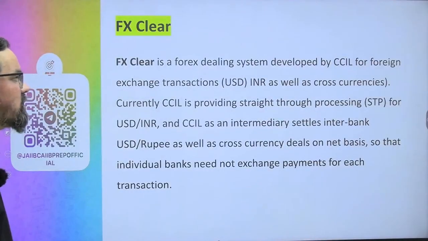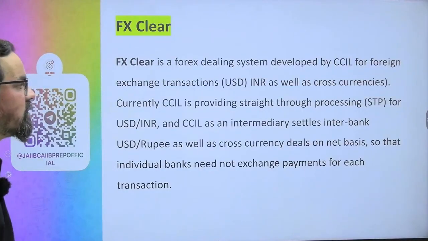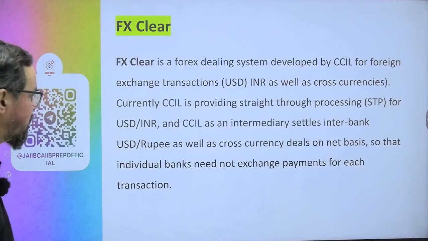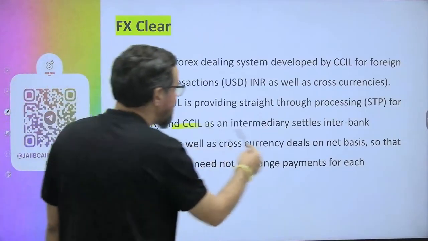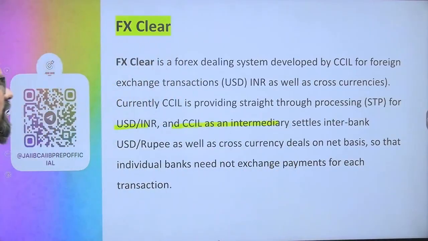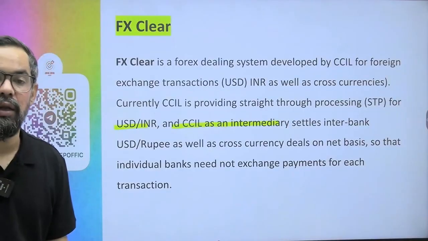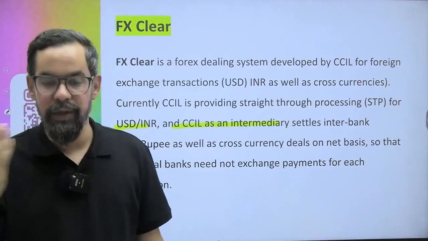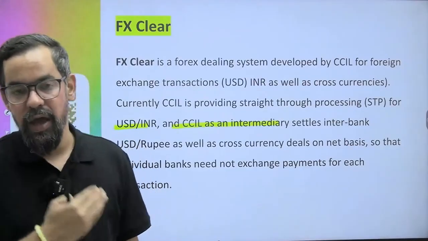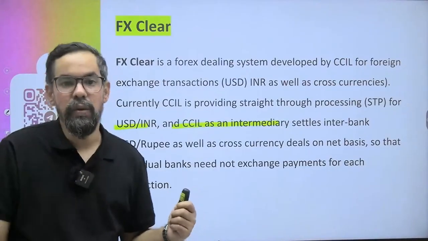Forex Clear is a forex dealing system developed by CCIL for exchange transactions in USD INR as well as cross currencies. CCIL is providing straight through processing for USD INR, and as an intermediary CCIL settles interbank USD INR as well as cross currency deals on a net basis. Okay, it is something like, in government securities you are dealing with the NDS system, and Forex Clear is a similar kind of platform for the USD INR currency pair.